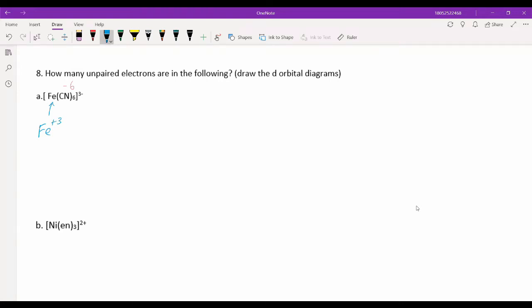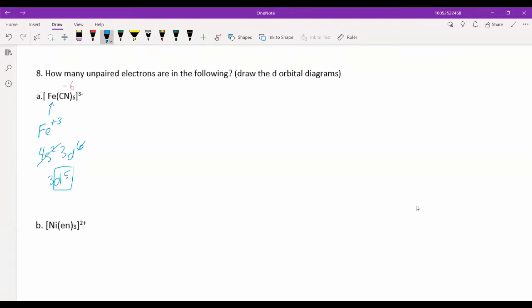Okay, so normally with iron, we have 4s2 3d6. We want to remove 3 electrons. We're always going to remove s's first, so we take those away, take away one of these, so it becomes 3d5. That's what's going to be important, is that d5 part. Those electrons get filled into the crystal field diagram.